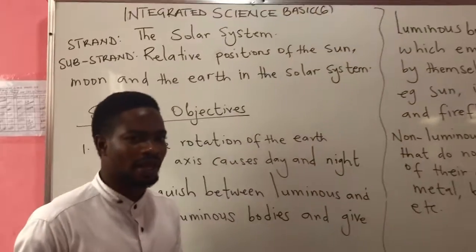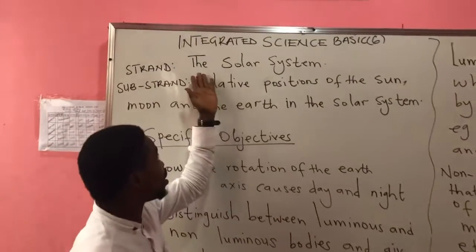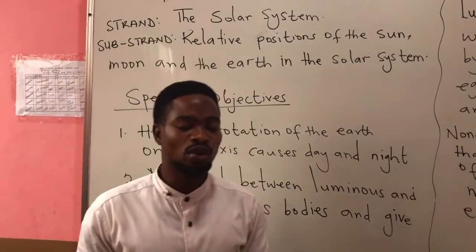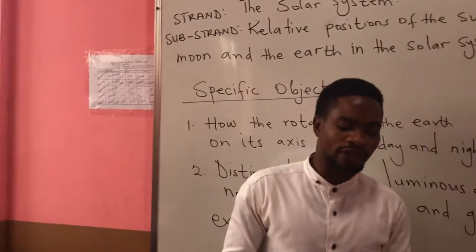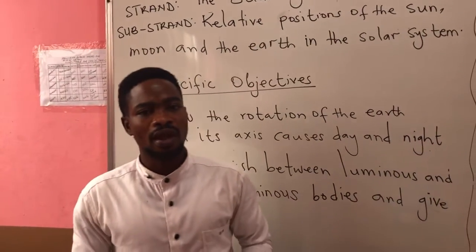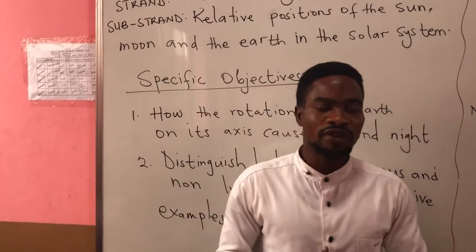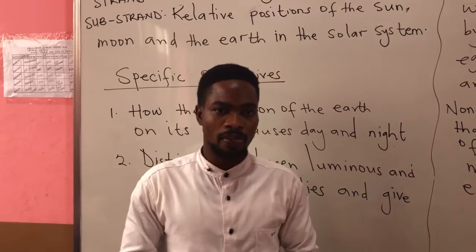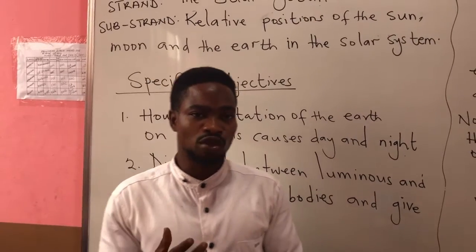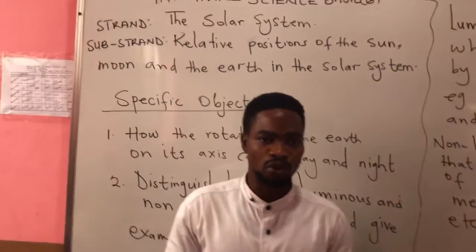Now, in our previous lesson, we talked about the solar system. We say the solar system consists of the sun, the moon, and the 8 planets. Now, I want to ask you some few questions before we proceed. What is the solar system? I say it again, the solar system consists of the sun, the 8 planets, and the moon as well.